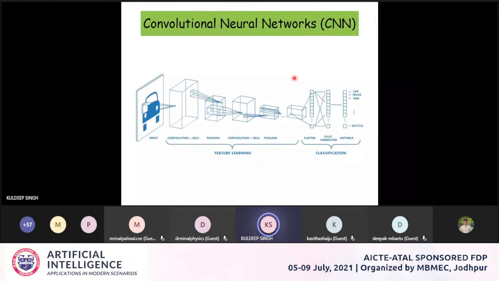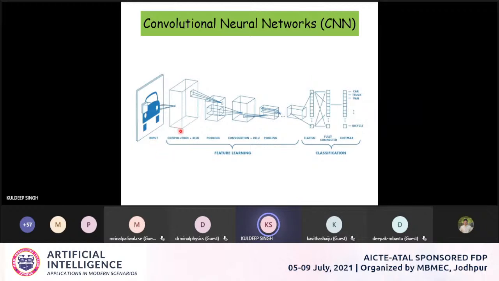That's why the idea here is to extract distinguishable, unique features. And we need not worry about that. This complete pipeline of convolutional neural network is capable of learning those features from the input image.